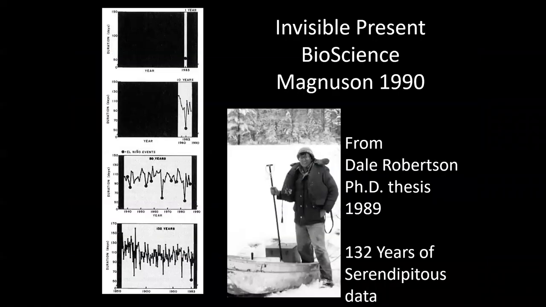Well, we first came up with the idea of talking about what you learn from having a longer and longer view in a BioScience magazine article published in 1990. It was based on the thesis research of a young man at that time by the name of Dale Robertson, who got his PhD in the Center for Limnology. But here you see at that date, which was only 132 years of data, the same idea. The top, the invisible present, 10 years, more variable and high variability. The next one actually was related to El Nino events. And the last one showed the whole period of record, and we didn't run a regression or anything through it. Next slide.